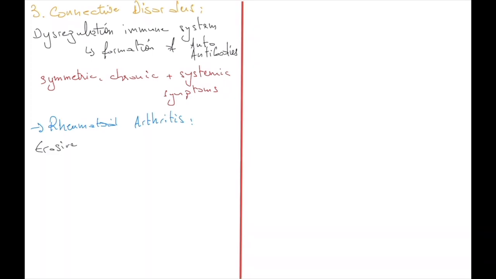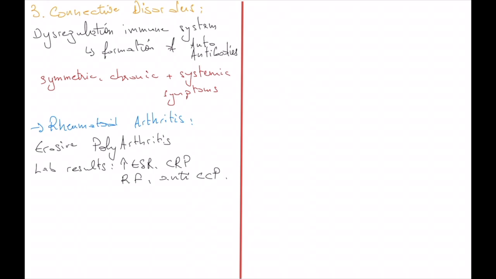Well, rheumatoid arthritis is an erosive, symmetrical polyarthritis. Laboratory findings typically demonstrate an increase in ESR and CRP, the same with all connective tissue disorders, rheumatoid factor present, and anti-cyclic citrullinated peptide present, which is extremely specific for rheumatoid arthritis.